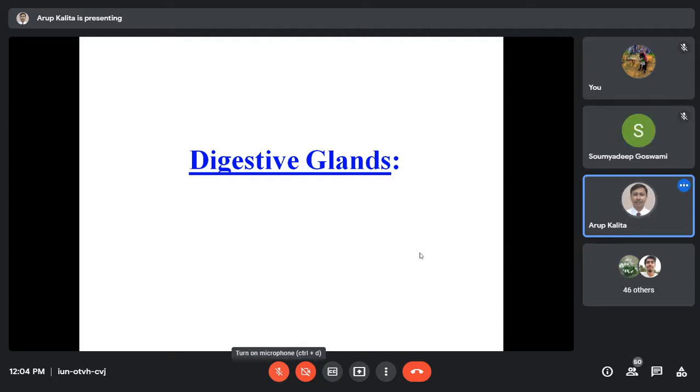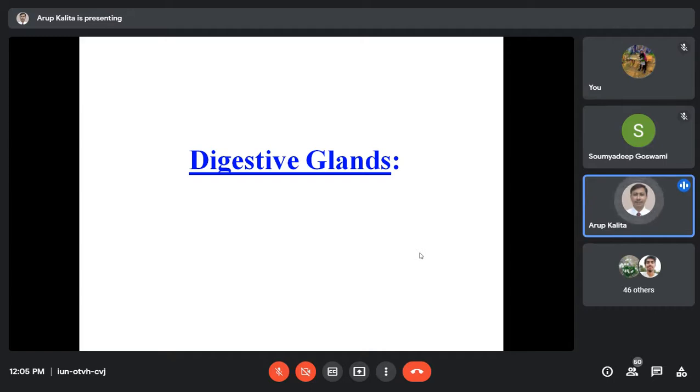There are different types of digestive glands, for example, salivary glands, then liver, then gallbladder, then pancreas. Gallbladder is not a gland, it is only the storehouse. Mainly the salivary glands, liver, and pancreas. If somebody asks you what the digestive glands are, you have to tell them there are mainly three types of digestive gland: one is the salivary gland, another is the liver, another is the pancreas.